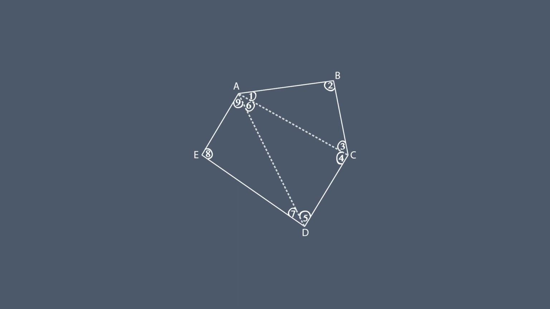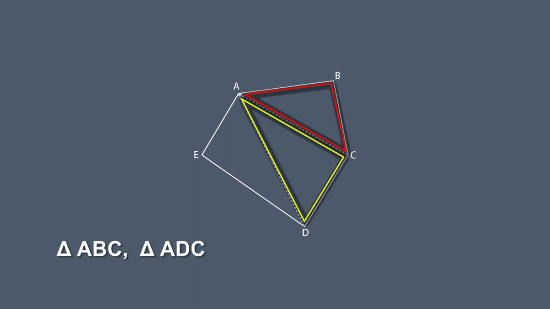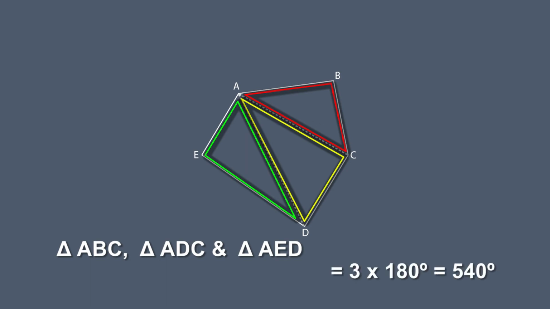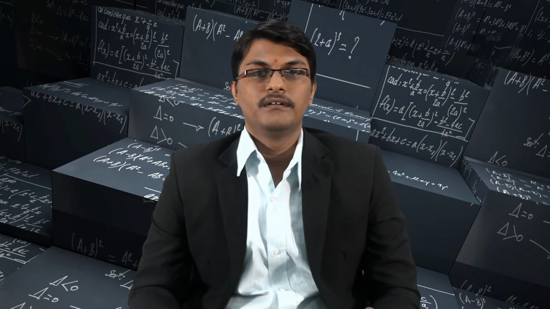Now observe that there are three triangles and the sum of all the angles is the angle sum of the pentagon. Now by using angle sum property of triangles in triangle ABC, in triangle ADC and in triangle AED, we observe that the sum of angles is equal to 3 into 180, that is equal to 540 degree. Therefore, the angle sum of the interior angles in a pentagon is equal to 540 degree.